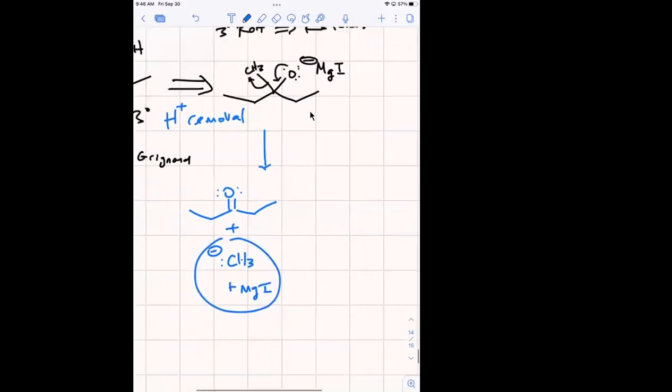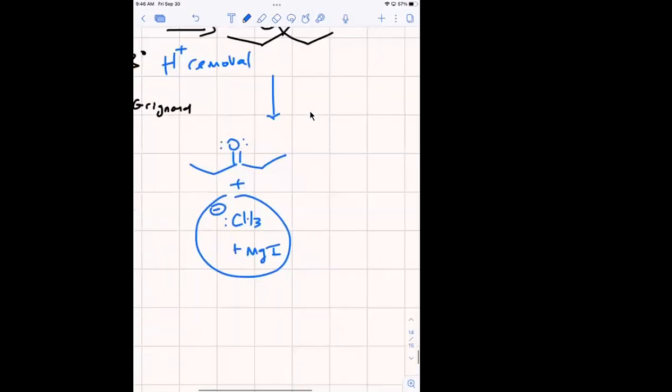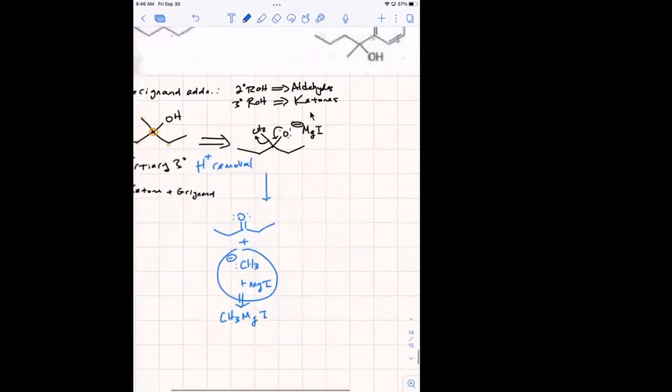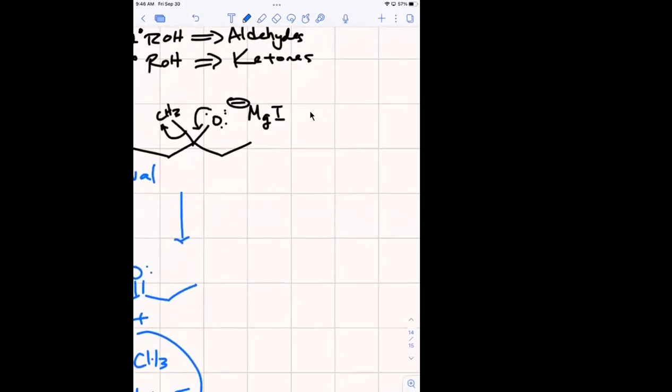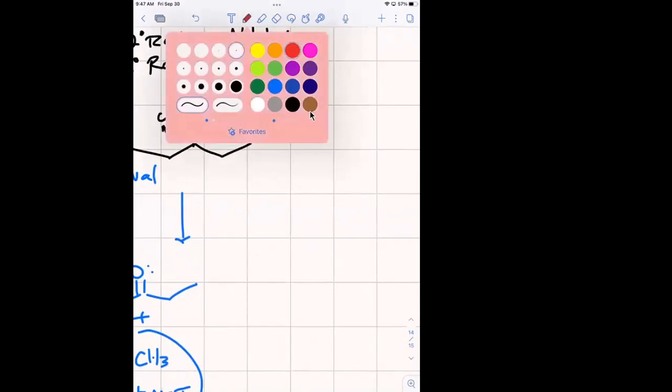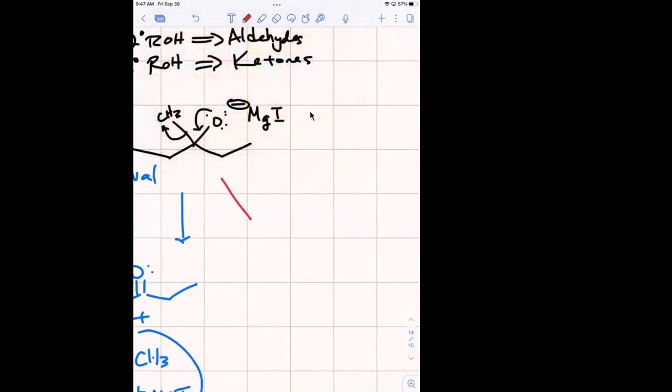Yes. Then these two get married. So the Grignard is going to be CH3MgI. Yes? That's one route. Can we do another route? Yeah. We can do the ethyl group.